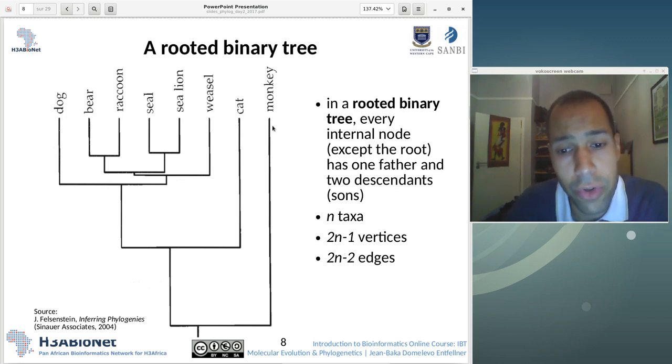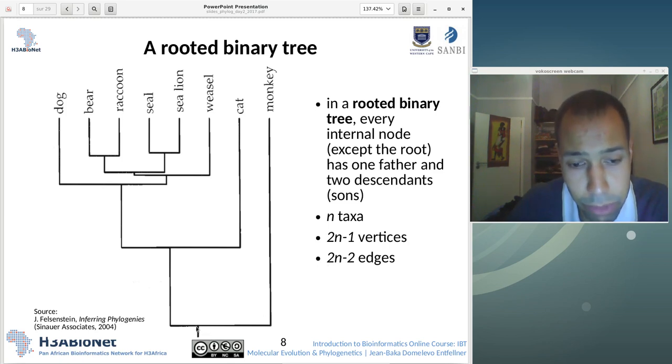Okay. Each of the vertices has one edge connecting it to its ancestor. Okay, for each node you have one edge connecting to its ancestor, except for the root. So you have as many edges as vertices -1. Okay, so 2n-1 means 2n-2. Okay, because this special vertex, that is the root, has no ancestor, so has no edge connecting it to its ancestor.